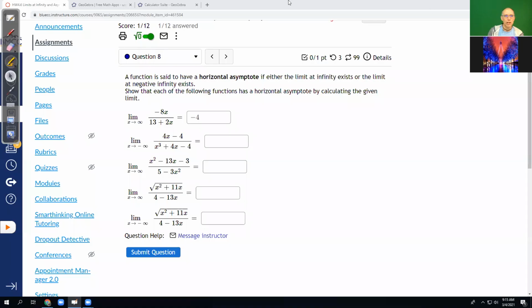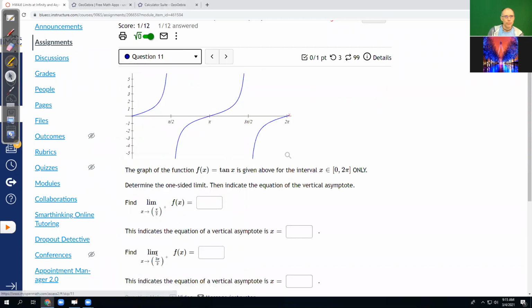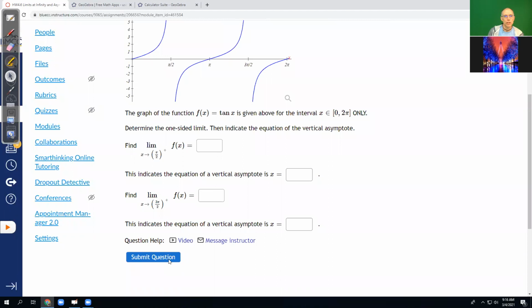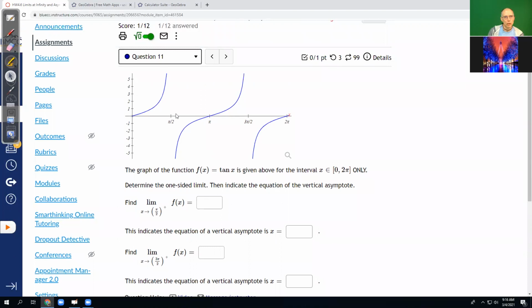All right, next, number 11. So we're approaching pi over 2 from the right side, and then we're approaching 3 pi over 2 from the right side. And this indicates a vertical asymptote. Okay. So if we look at the graph here, this is the graph of the tangent, and let's see, yeah, pi over 2. Pi over 2 on the right side, so that means we're on this part of the curve over here.